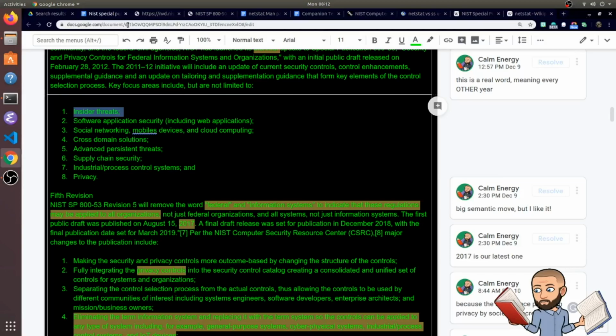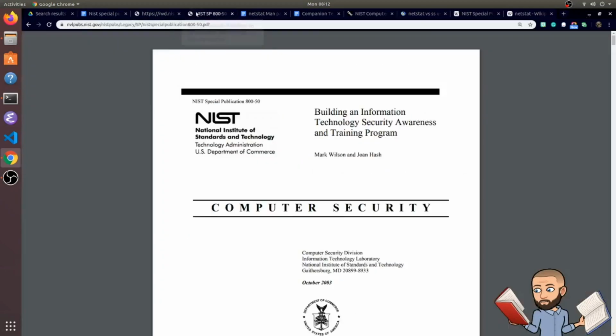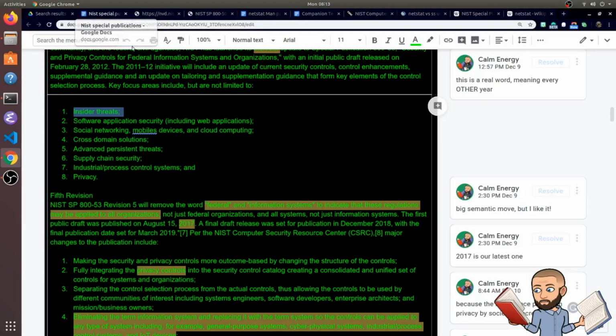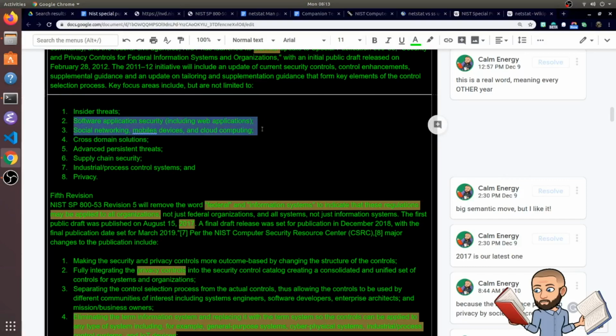And maybe that's why NIST came out with this: Building an Information Technology Security Awareness Training Program, that I'll read into. They have to publish stuff like this because it is the insiders or employees that are often the threat. But another area is in software application security, social networking, mobile devices, cloud computing. That's a lot to put in just one item.